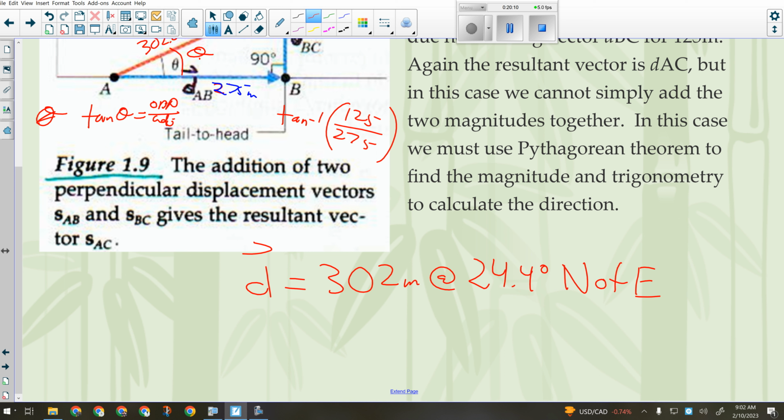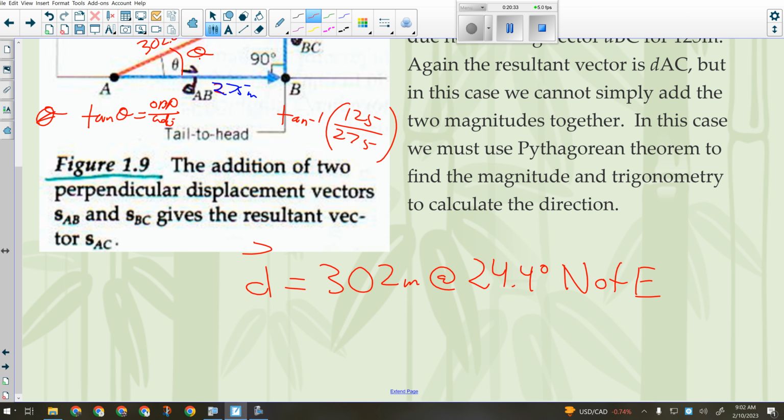Would there be more than one correct answer for this? There would be. 302 would have to be part of that, but what's the other thing? Couldn't it be the other side of it, and then it'd be east of north? Exactly. I could have the complementary angle, and that would also be correct, as long as I had that it was east of north. And that would also be acceptable.